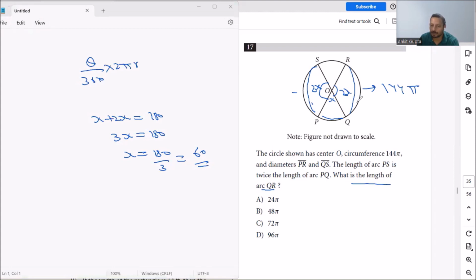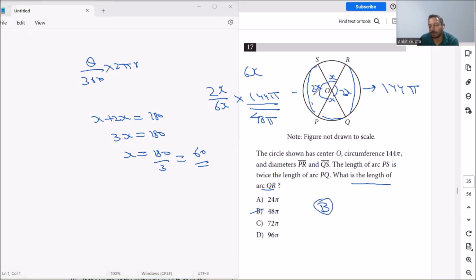Now, there are multiple ways of solving this, right? So now we know all the angles. So this angle will be x. So if we sum all the angles, sum of all the angles will become 6x. That means length of arc RQ or QR will be 2x by 6x multiplied by the circumference, which is 144 pi, and that will be equal to 144 pi by 3 and will be equal to 48 pi, right? So answer will be option number B.